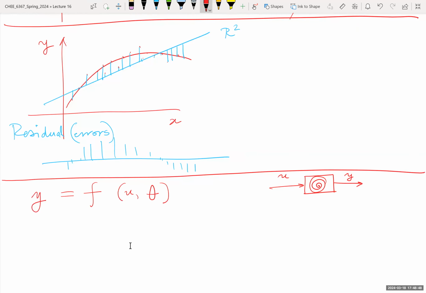You can estimate the parameters theta by linear regression or linear least squares. Usually the two terms are synonymous. They mean the same thing, so they're about the same.